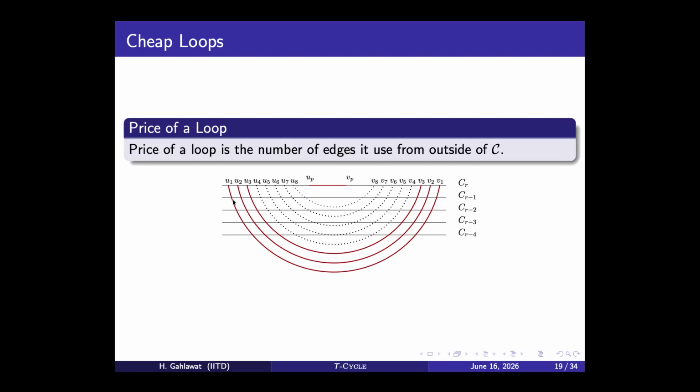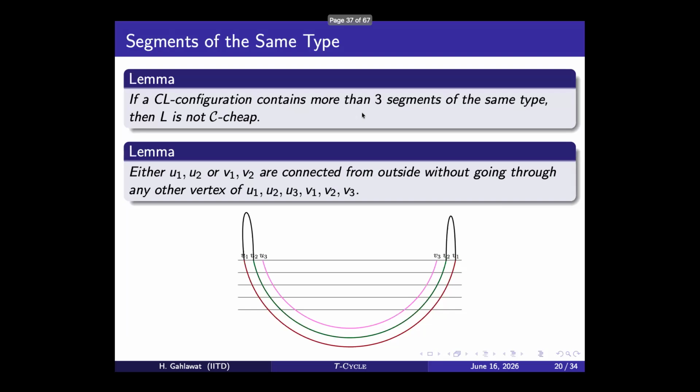And we will say that if there exists a solution, there exists a cheapest solution, and we will argue about the structure of the cheapest solution. We'll say the cheapest solution will behave very nicely. And what does this nice mean? We'll say that if we have more than 3 segments of the same type, then my loop is not cheap.